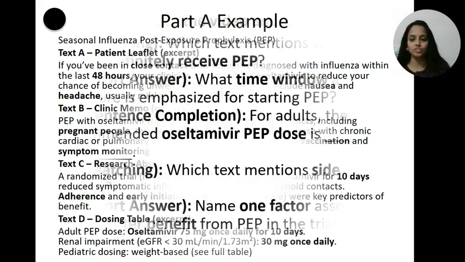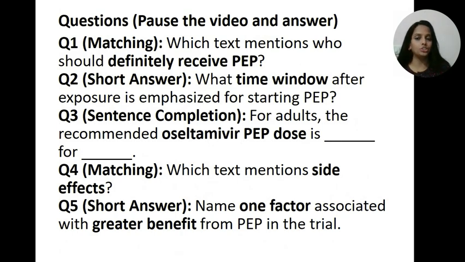Okay, let me move on to the questions here. The first question is the matching one. Which text mentions who should definitely receive PEP? And the second question is the short answer. What time window after exposure is emphasized for starting PEP? And question 3 is sentence completion. For adults, the recommended oseltamivir PEP dose is dash for dash. And the fourth one is matching. Which text mentions side effects? And the fifth question, again, short answer, name one factor associated with greater benefit from PEP in the trial. If you want, you can just scroll back to the previous slide where you can find the four texts and try to find out the answers for these 5 questions.